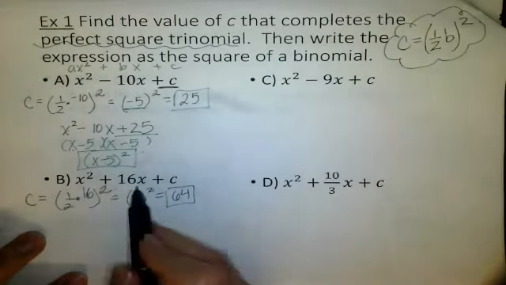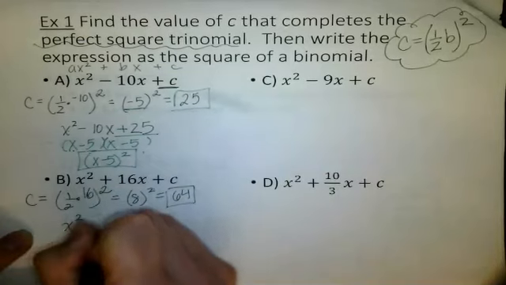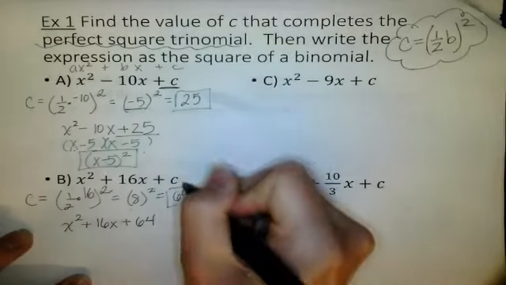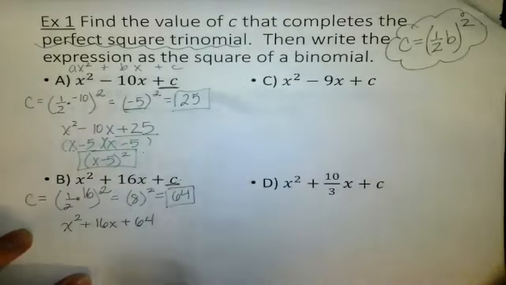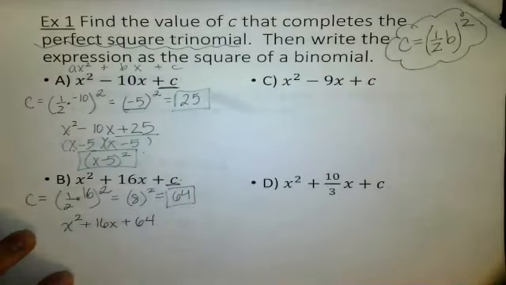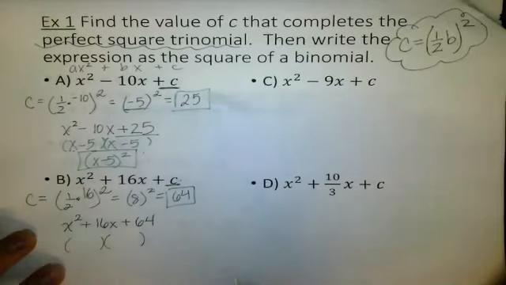So what is my perfect square trinomial? Plus 64. Good. So I'm just plugging that c value back in for c. x squared plus 16x plus 64. And now I can factor that. How does it factor?